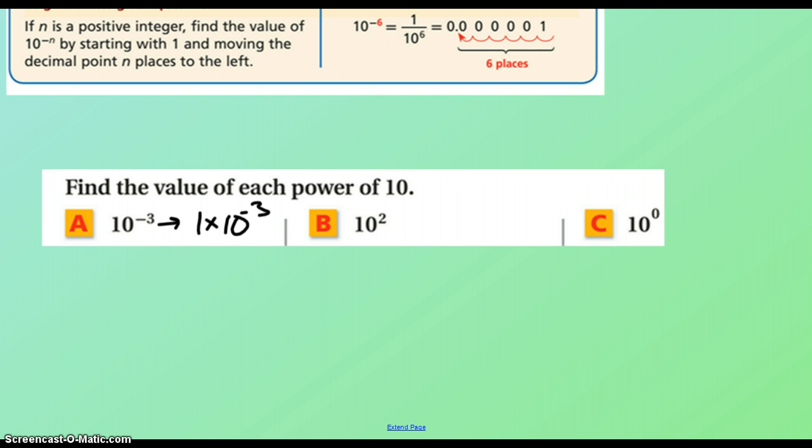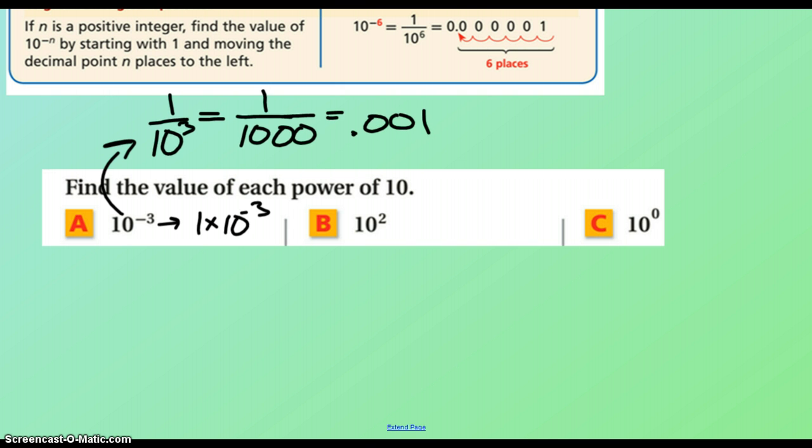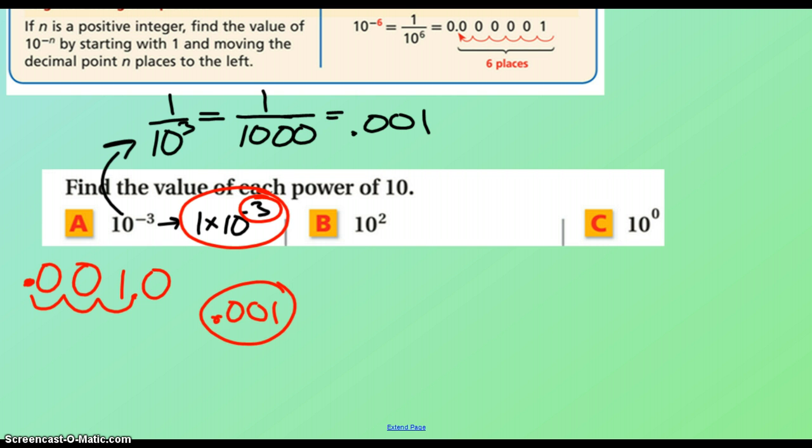Just a side note here, we know that 10 to the negative third is the same as 1 over 10 to the positive third, which is 1 over 10 times 10 times 10, which is 1 over 1,000, which equals 0.001, okay? But here's how we can do that using this. My decimal is at 1.0, and it's to the negative third power, so I can move that 1, 2, 3 spots to the left and fill in those little spots, and we get 0.001. That's how we can take that shortcut.